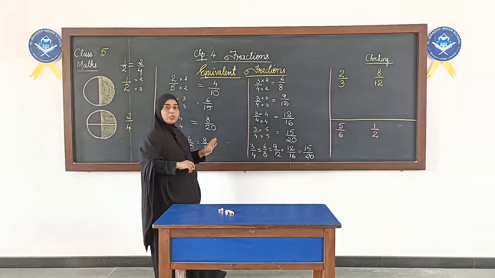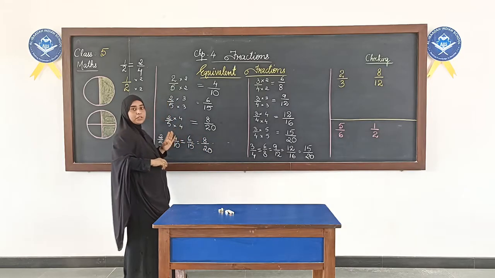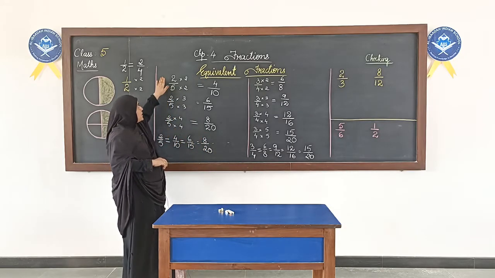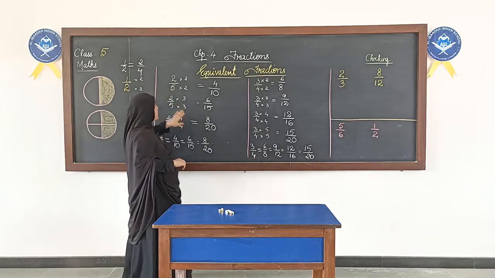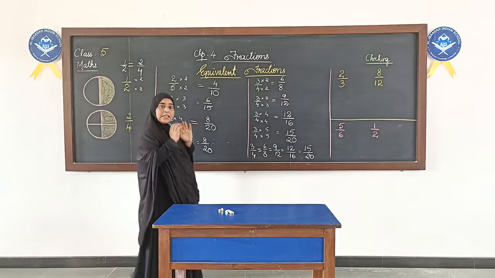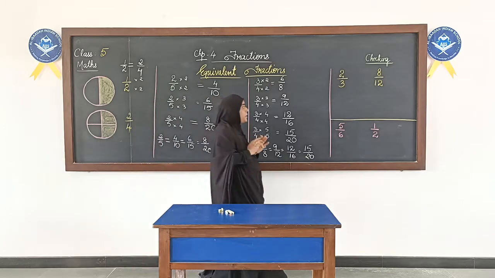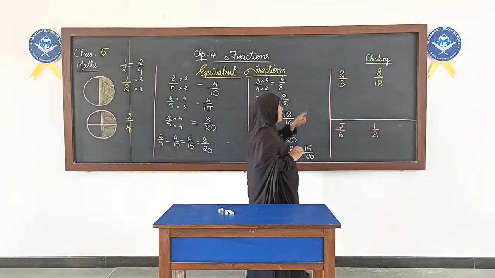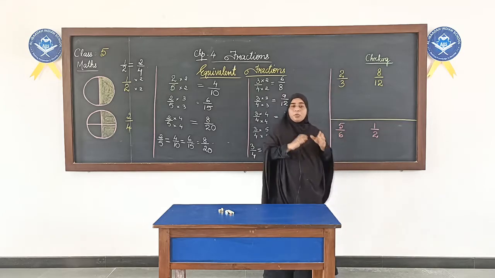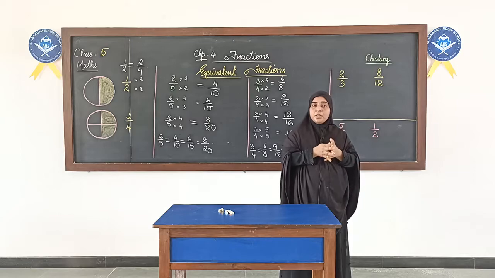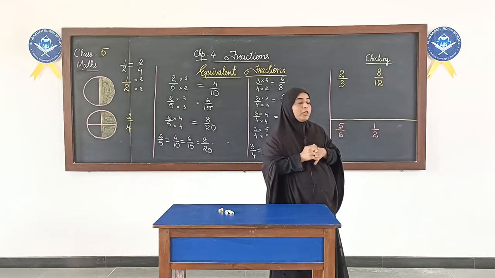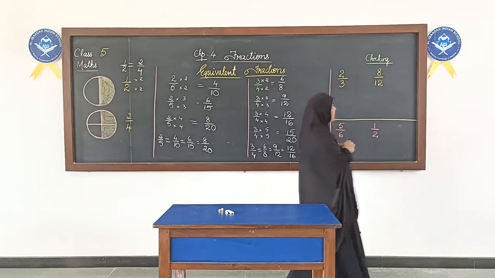Okay. I hope you have understood how to find the equivalent fractions. It is very simple. You have to multiply numerator and denominator with the same number. It can be any number, but we have to use the same number to multiply numerator and denominator. Next, checking part. If two fractions are given to you, how will you find whether they are equivalent to each other or not? For that, we do cross multiplication.